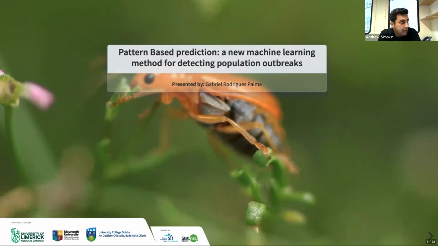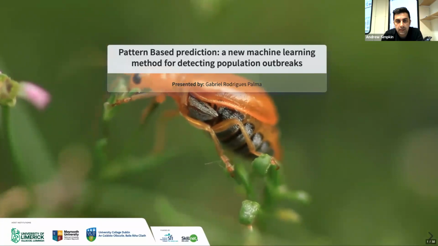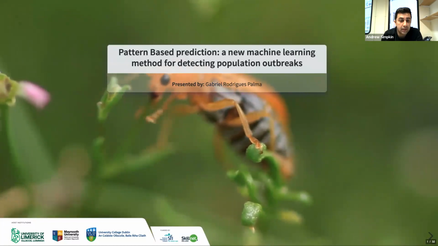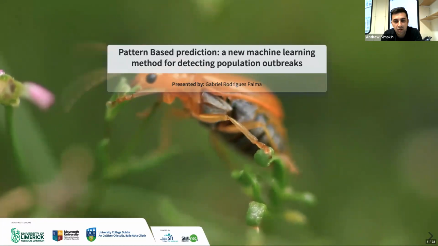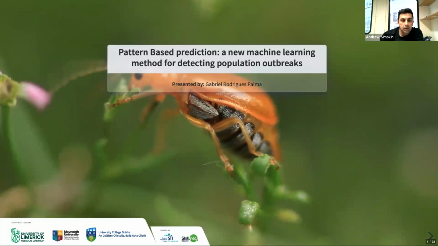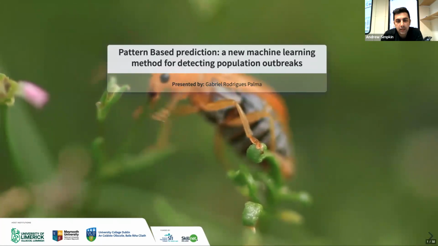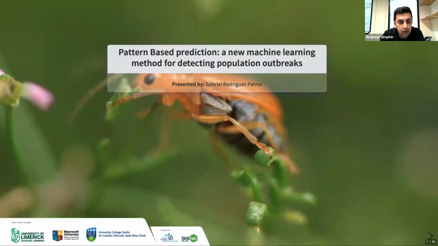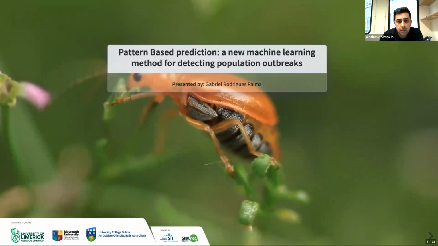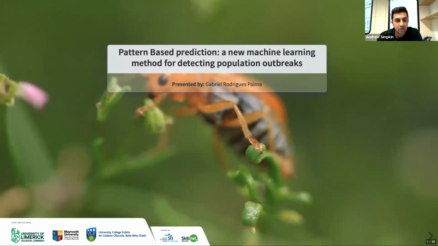So our next speaker this month is Gabriel from the Hamilton Institute, Maynooth University. Gabriel, correct me if I'm wrong, but Gabriel has done a degree in biology from the University of Sao Paulo, and now he's doing a PhD in data science at Maynooth University. Gabriel is going to talk about a new machine learning method called pattern-based prediction for predicting insect outbreaks based on a time series of aphids, pest species of cereal crops, and more. Gabriel, the floor is yours, and we are all looking forward to your presentation.